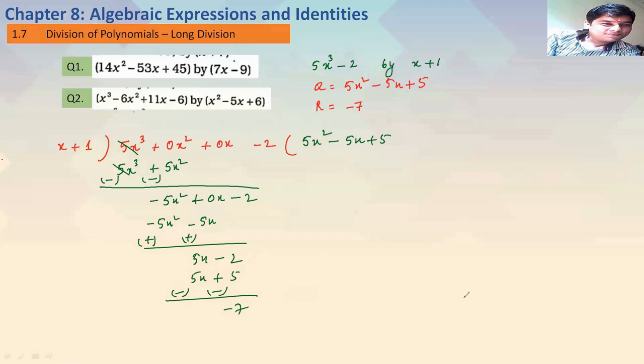Now, when you do questions of this kind, try to verify yourself whether you are correct or not. To verify, you just multiply the quotient with the divisor and add the remainder. You know it, right? You can check.